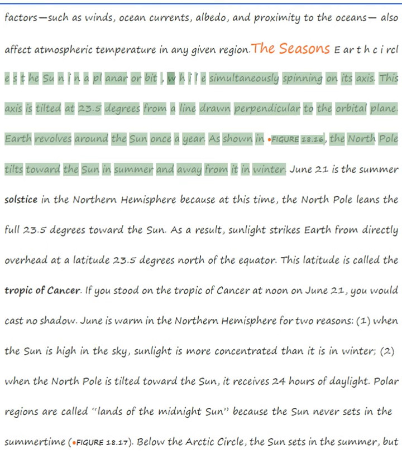Earth circles the Sun in a nearly circular orbit, while simultaneously spinning on its axis. This axis is tilted at 23.5 degrees from a line drawn perpendicular to the orbital plane. Earth revolves around the Sun once a year. As shown in Figure 18.16, the North Pole tilts toward the Sun in summer and away from it in winter.